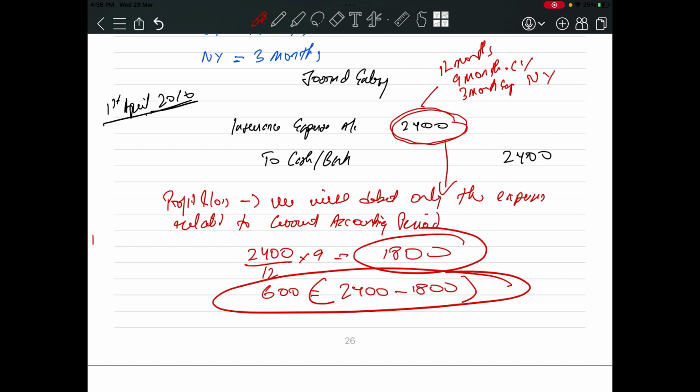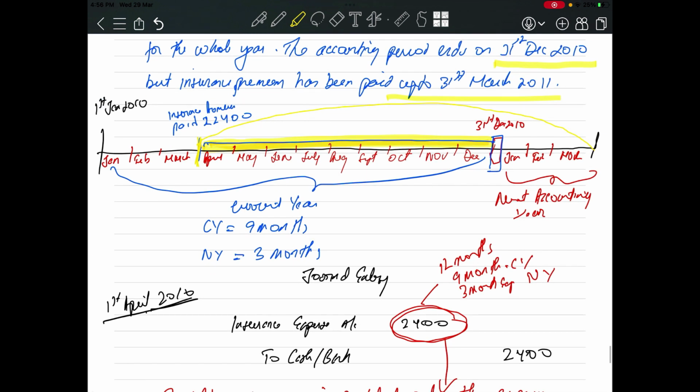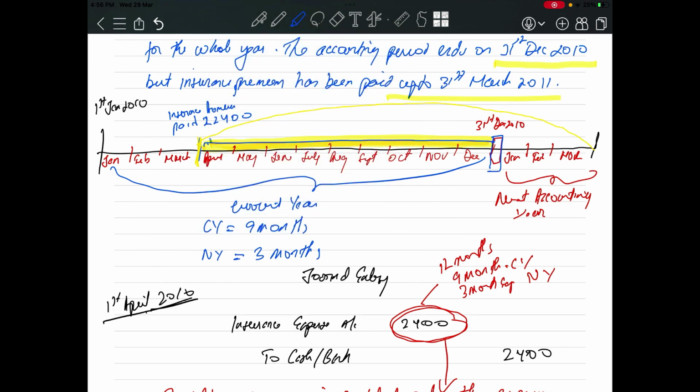Now this 600 which we have paid in advance, this is called as prepaid expenses. Simple. I hope you have understood. So see, this period will be 9 months, and this will be 3 months. January, February, March. We have paid premium up to this period. 3 months for next accounting period and 9 months for current accounting period.